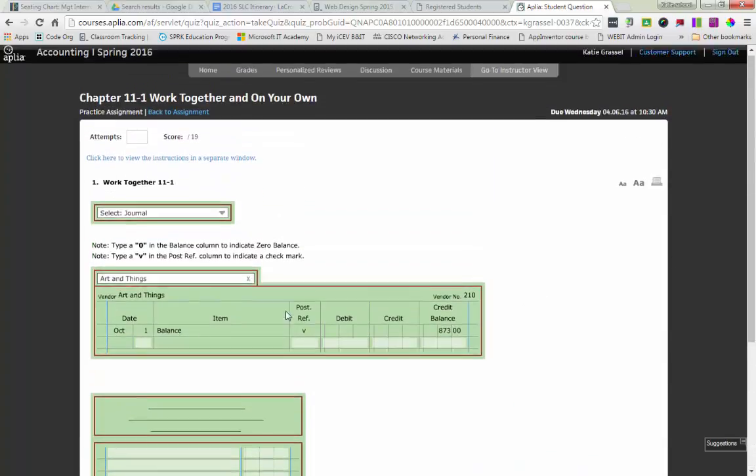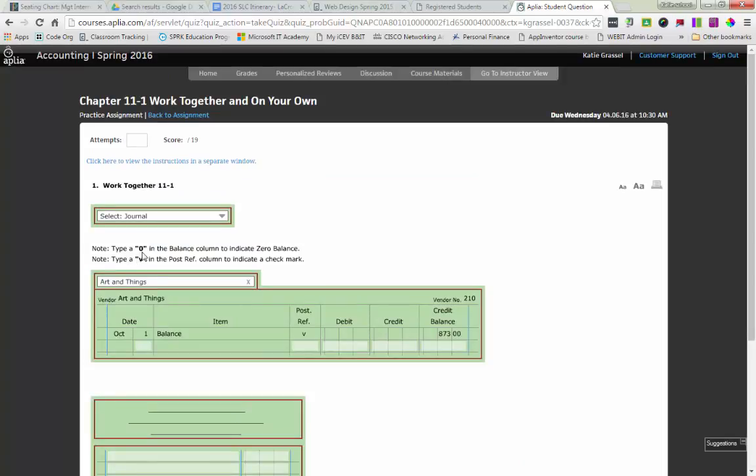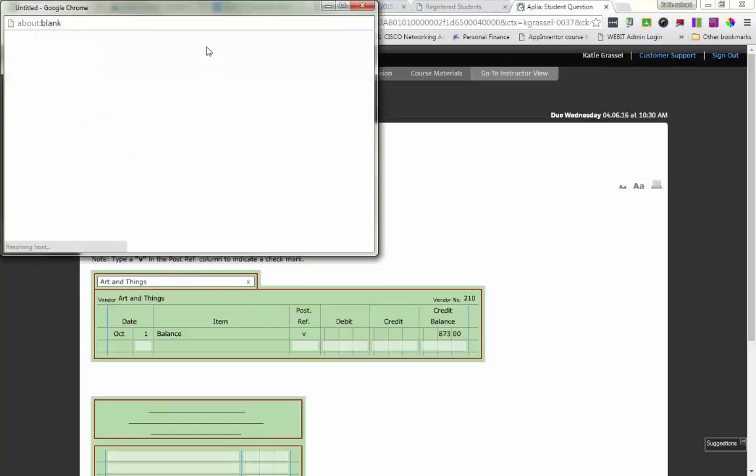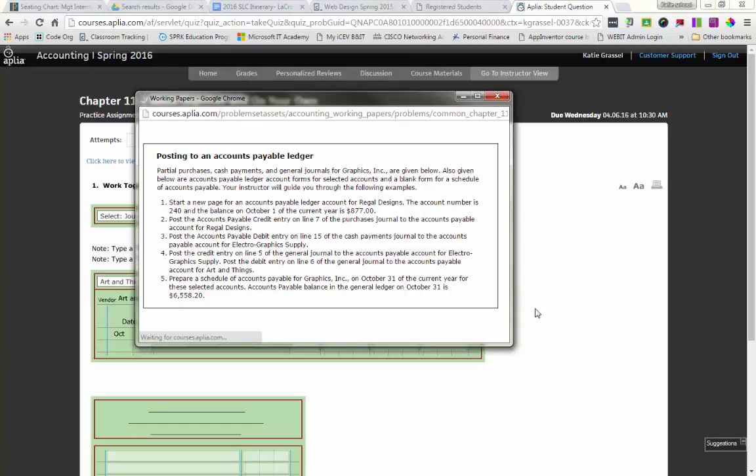We do need to indicate this note listed here in Aplia. It says type a 0 in the balance column to indicate a 0 balance, and type a check in the post-reference column to indicate a check mark. So our instructions for Work Together 11-1 read that we have partial purchases, cash payments, and general journals for Graphics Inked given below. We are also given our accounts payable forms for selected accounts and a blank form for a schedule of accounts payable. I'm going to guide you through the following examples.